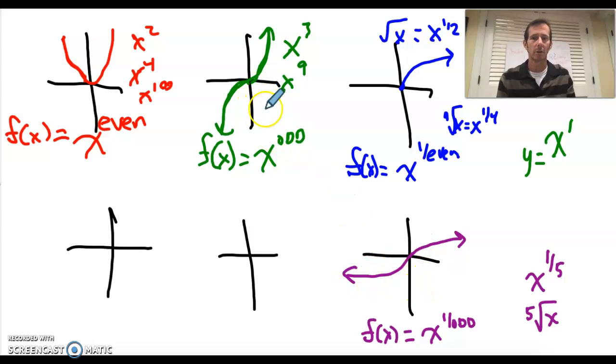So if you notice, when I was having you look at things that kind of look similar, x to an odd and x to a 1 over odd are kind of the same. An odd has a big number up here, so it shoots up really fast. This has a fraction up here, so it just gradually climbs up.